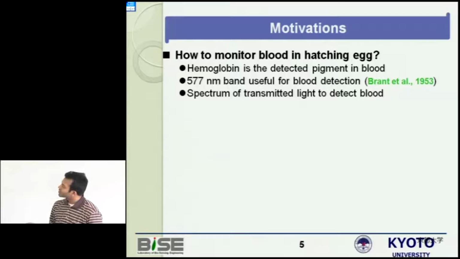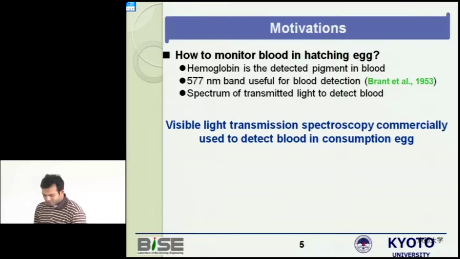Now, how to monitor blood in a hatching egg? Hemoglobin is the detectable pigment in blood, and the 577 nanometer absorption band is useful for blood detection. The optical transmission spectrum of transmitted light can be used to detect blood in the incubating egg, because optical transmission is used to measure the internal quality of different biological products. So this can be used to monitor the change in blood content in the incubating egg.